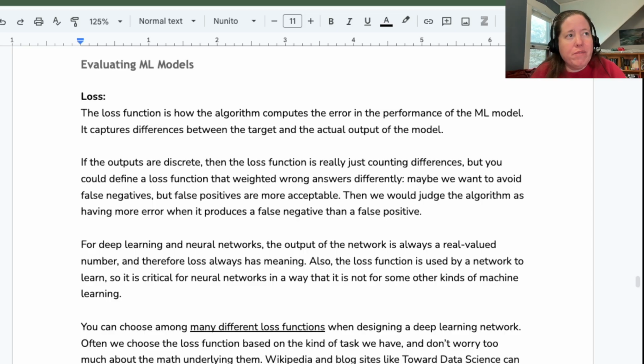So if you have discrete outputs, like categorization, the loss function could really just count the differences, but that's not actually necessarily how it's done. They could be weighted in some way, or the outputs of the model may not be strict categories. They could be probabilities for different categories, and then we've got a bunch of different numbers that we want to combine.